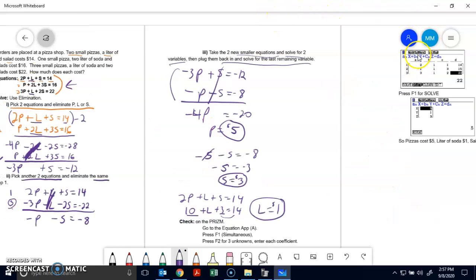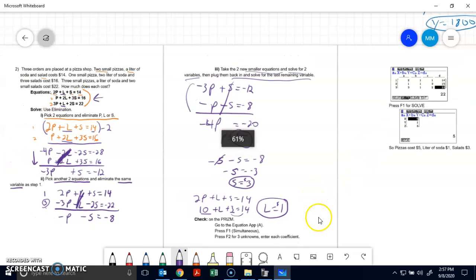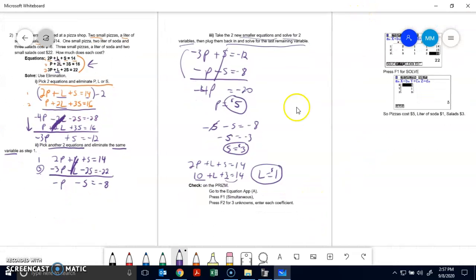So now I have the full solution, and I've solved for each missing part. Now you can also check this on the calculator, and I have the steps laid out here. You go to the equation app, you press F1 for simultaneous in that equation app, and then F2 for 3 unknowns. And you can use this to solve 2 unknowns where there's just 2 variables as well. But we're going to use it for 3 unknowns, F2. And we're going to enter each coefficient.